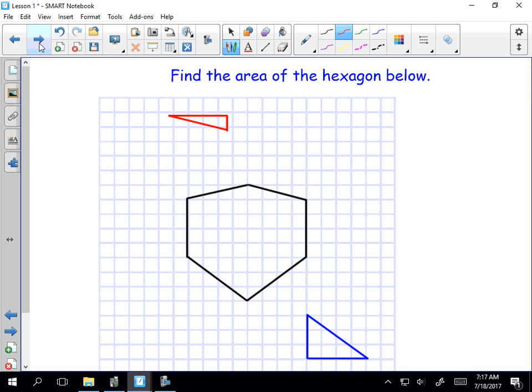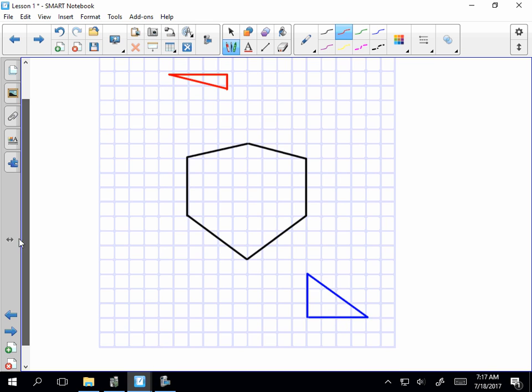Now, here's an odd question. We're only dealing with rectangles, but how can we find the area of this hexagon below? If we can only work with rectangles, it seems weird to be able to say we can find the area of this hexagon. But what we can do with the hexagon is break it into rectangles.